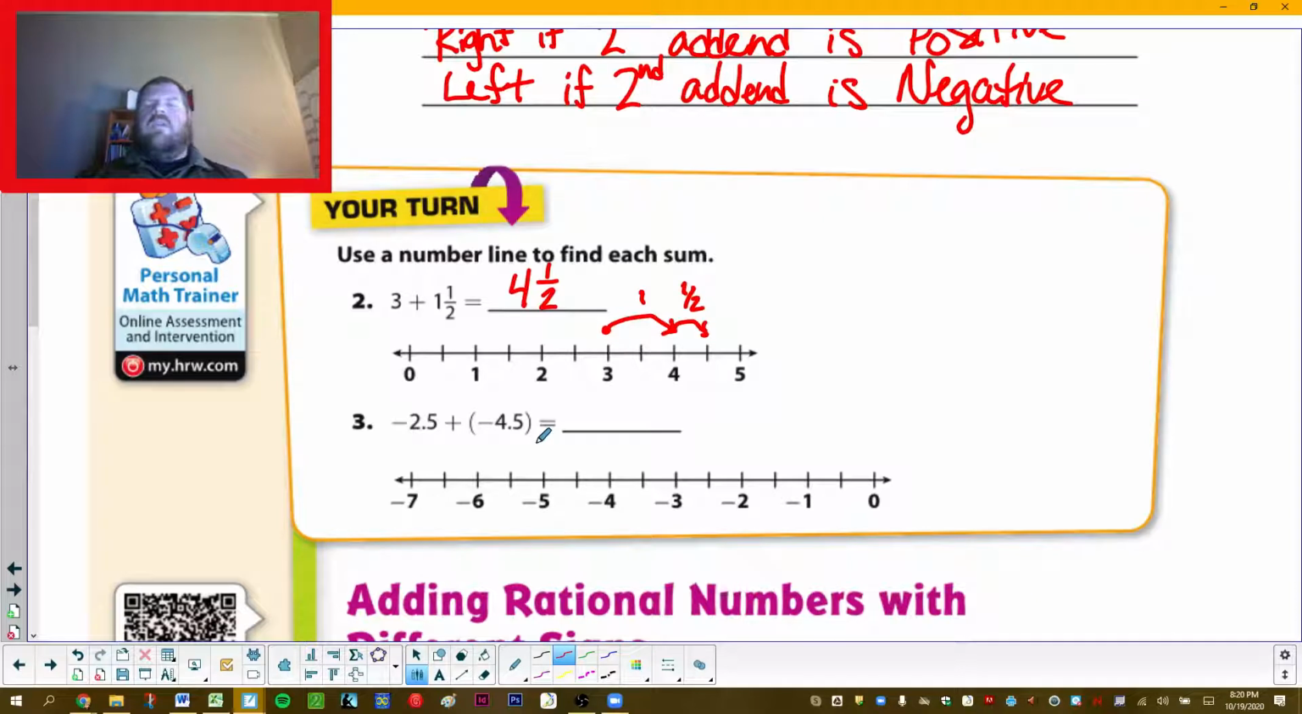The second one says negative 2.5, so that's going to be right here, and then plus negative 4.5. My second addend is negative, so I'm moving left. Starting at negative 2.5, I'm going to move 1/2 first, and then I'm going to move 4 more. 1, 2, 3, 4. And that ends me at negative 7.